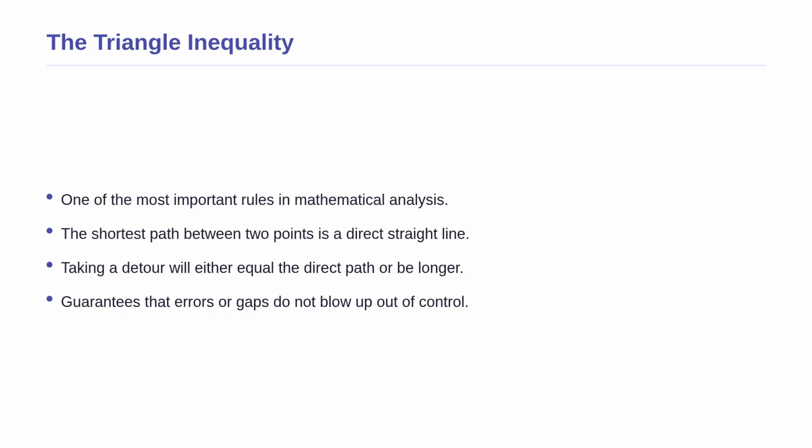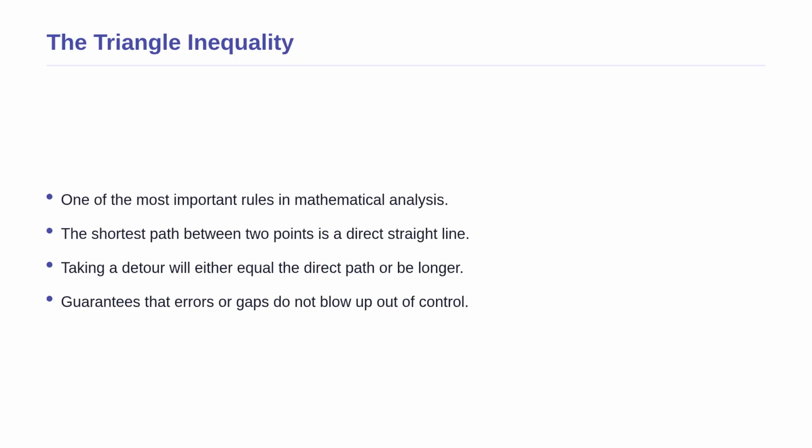Why is this rule so vital? Because it is used constantly in advanced proofs to show that mathematical errors do not blow up out of control. Imagine you are walking from your house to the park. The shortest path is always a straight line directly there.